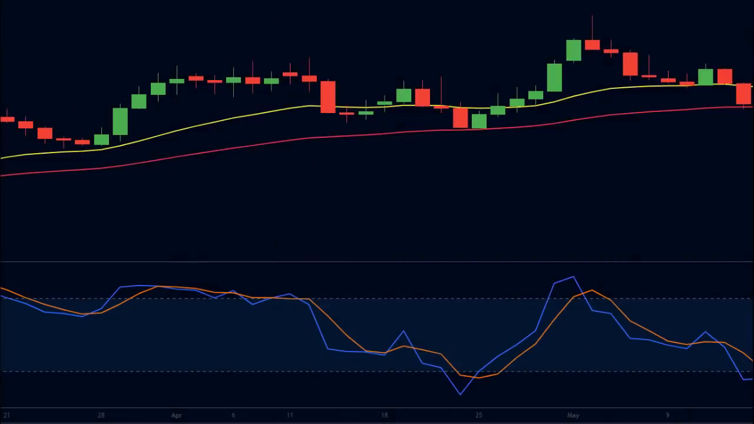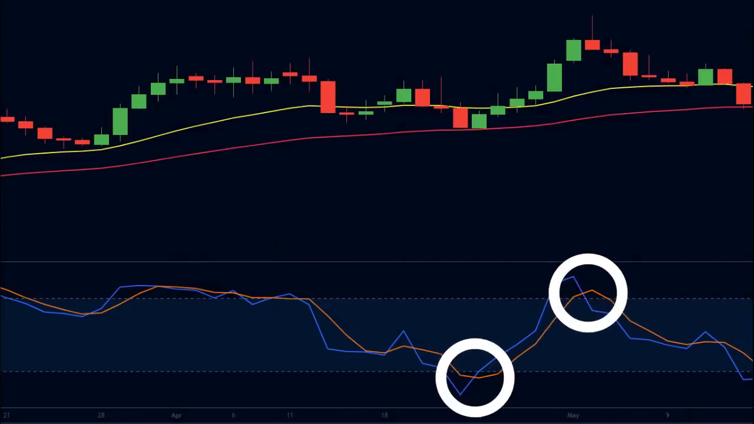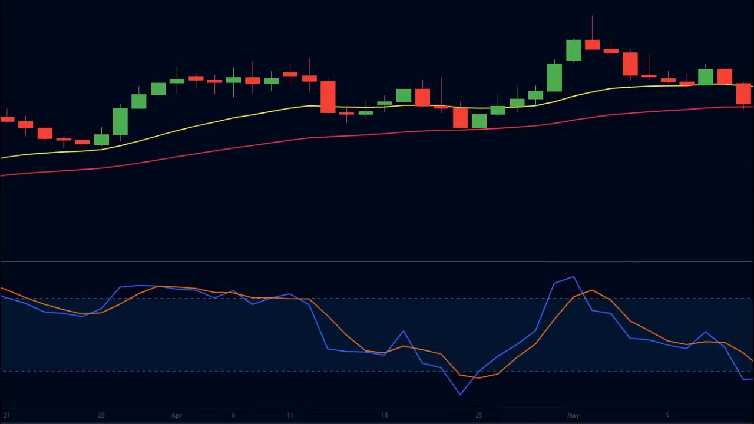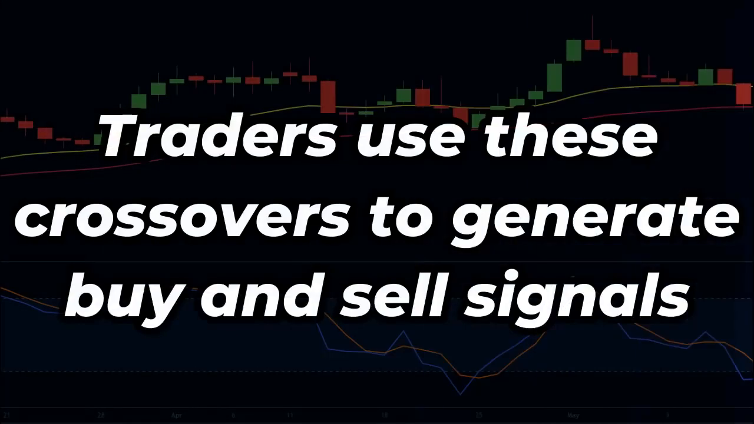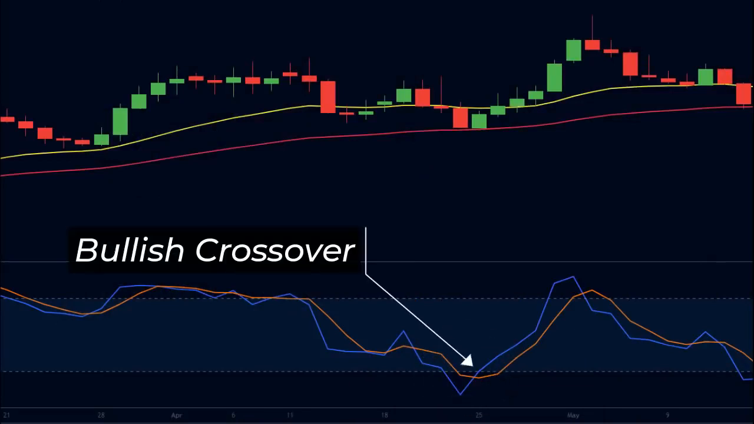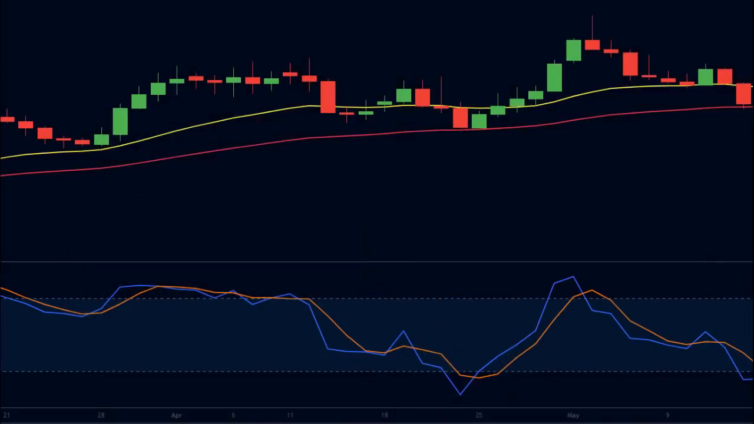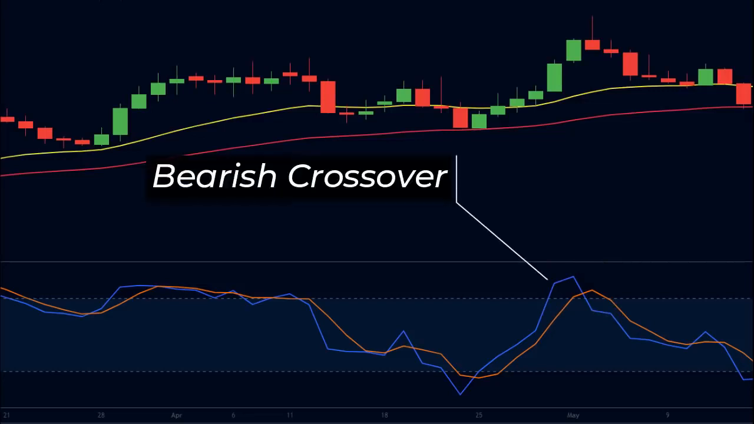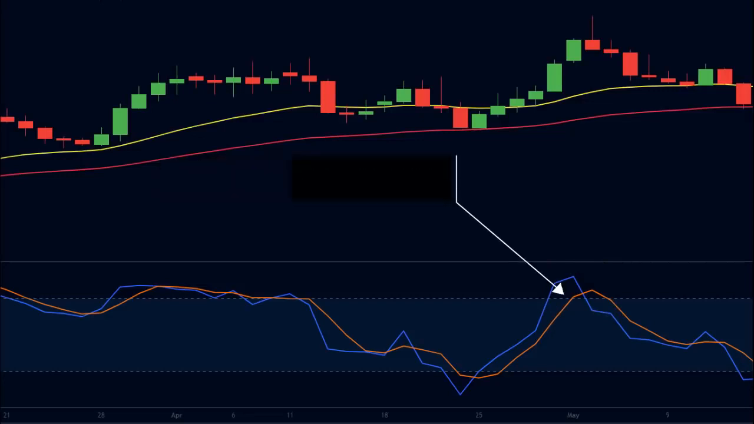For that, we will use the crossovers between the orange line and blue line. Remember, I told you that traders use these crossovers to generate buy and sell signals. When the blue line crosses above the orange line, it is a buy signal. We will call this a bullish crossover. And when the blue line crosses below the orange line, it is a sell signal. We will call this a bearish crossover.